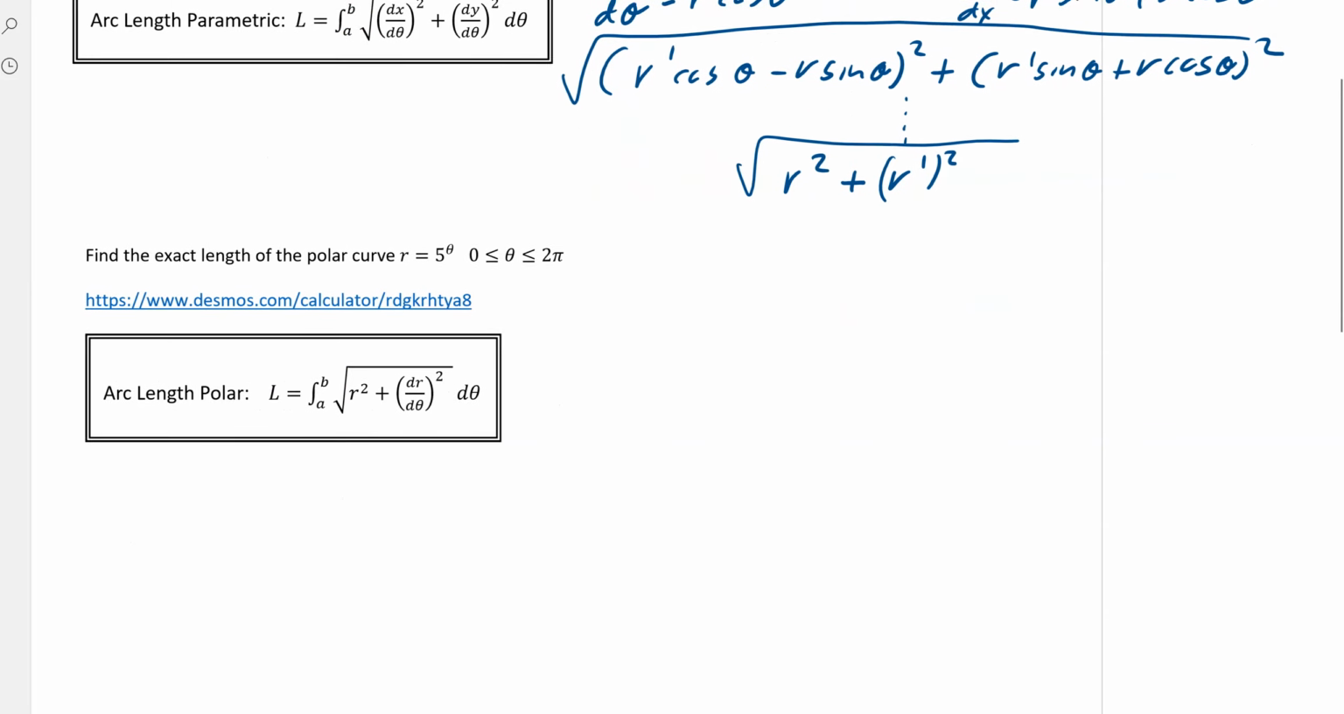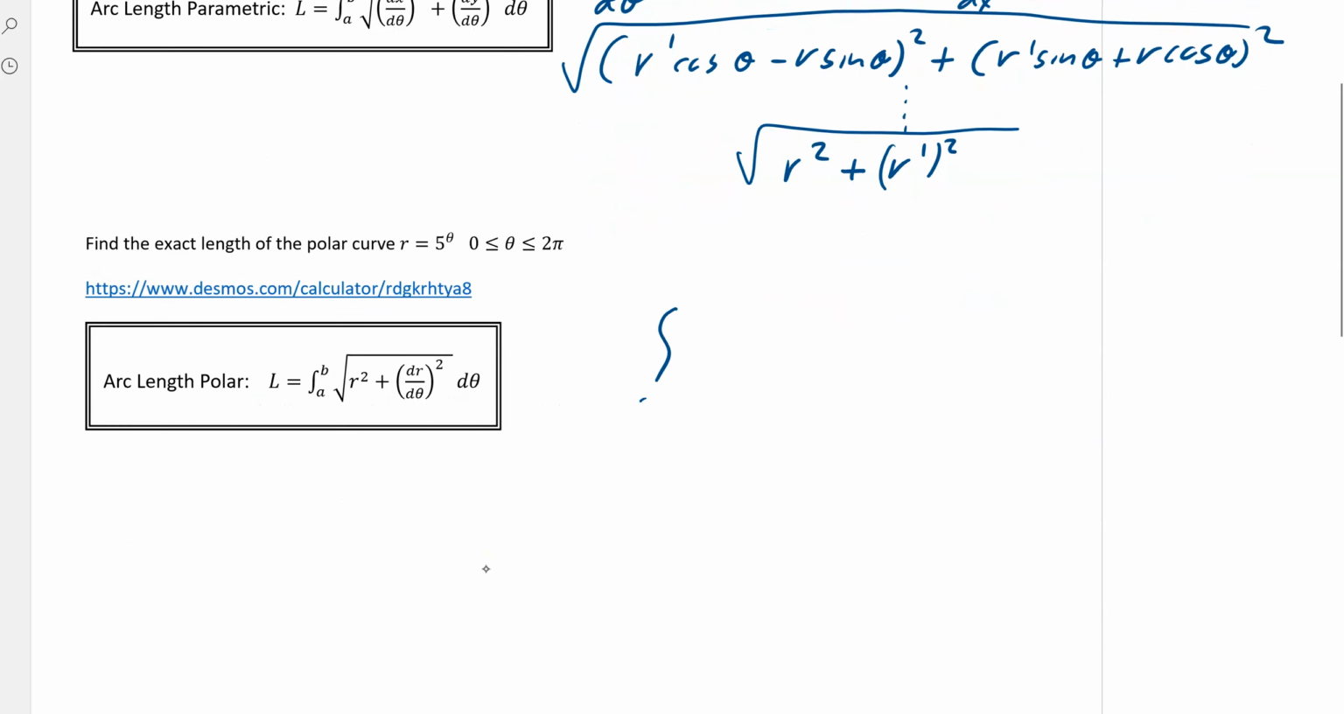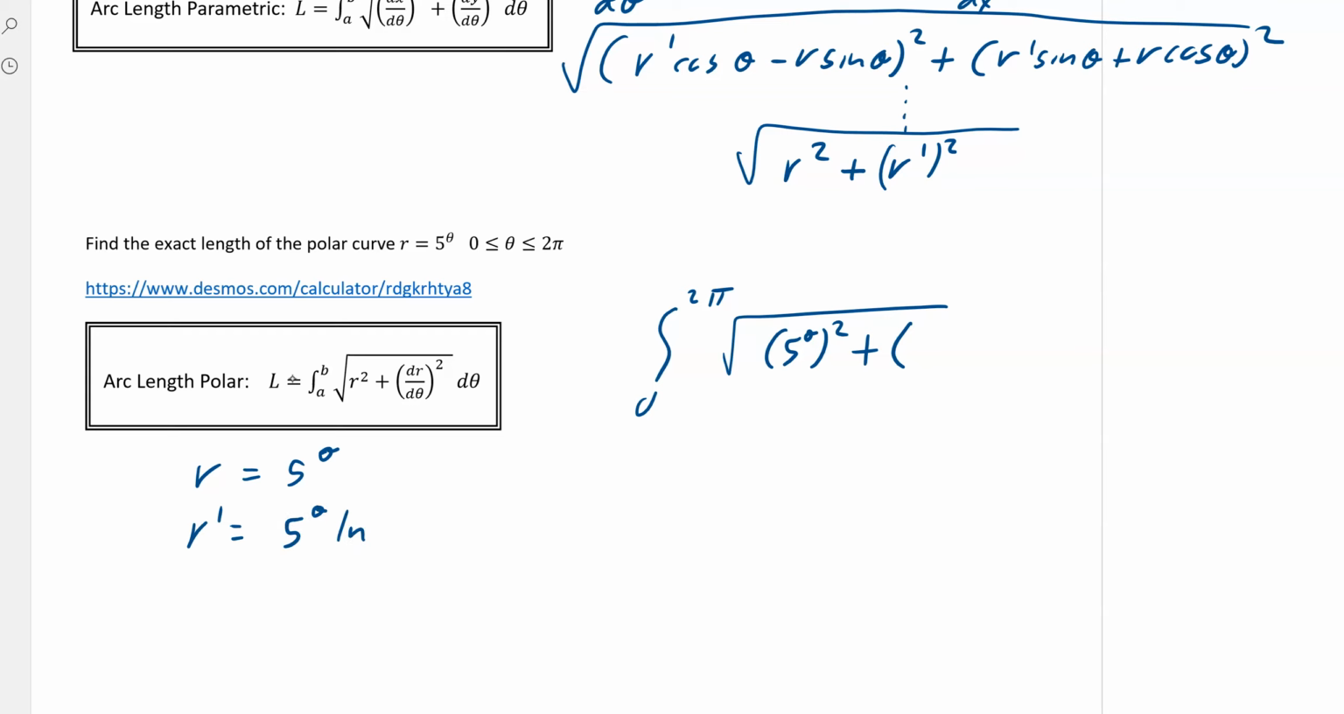So if we want to find the exact length of a polar curve, we're going to go from 0 to 2 pi. And then what we need to do is take the square root of r squared plus, and then we now need the derivative. So r prime, let's write r first. r is equal to 5 to the theta. So r prime would be 5 to the theta natural log of 5, if you remember that from our derivatives.